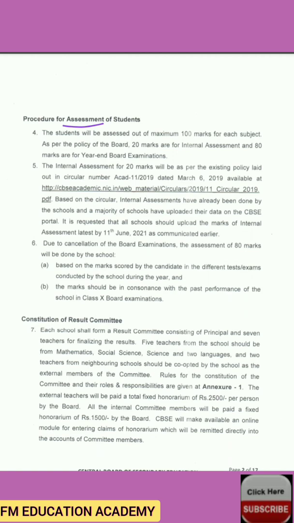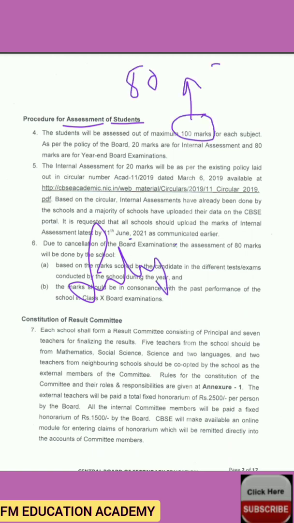The procedure for awarding marks to students is that each subject will be of 100 marks, and that 100 marks is again divided into 80 marks and 20 marks. 80 marks were reserved for year-end board examinations. So in place of board examinations, we'll see what they will do now. And 20 marks will be allotted from internal assessment, the internal exams taken by the school.